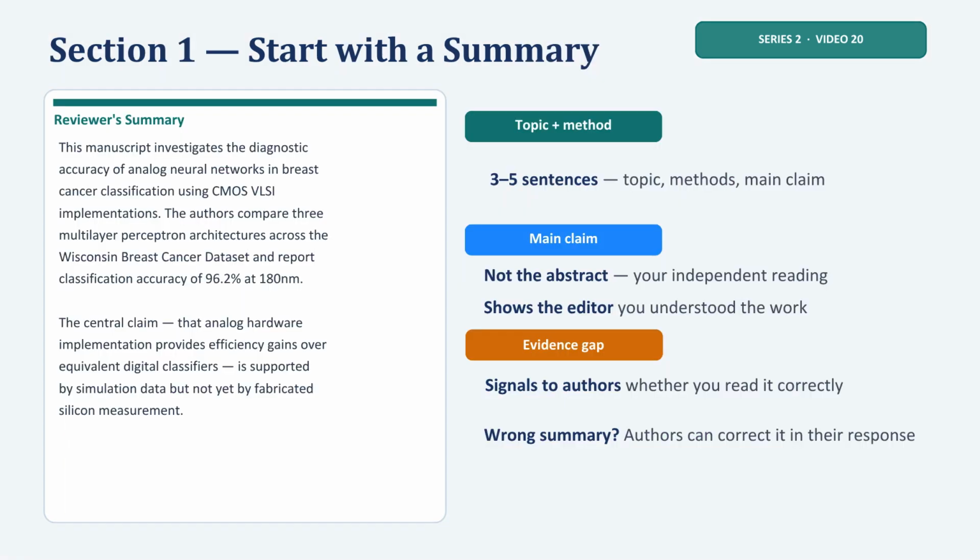The report opens with 3 to 5 sentences summarizing the manuscript in the reviewer's own words. This is not a copy of the abstract. It is an independent reading of what the paper investigates, what methods it uses, and what the authors claim to have found. This section does 2 things. It shows the editor that the manuscript was actually read and understood. And it signals to the authors whether the reviewer grasped the contribution accurately, which matters when the authors prepare their response. If the summary misrepresents the paper, the authors can correct it. That correction gives the editor useful information about how clearly the manuscript communicated its contribution.